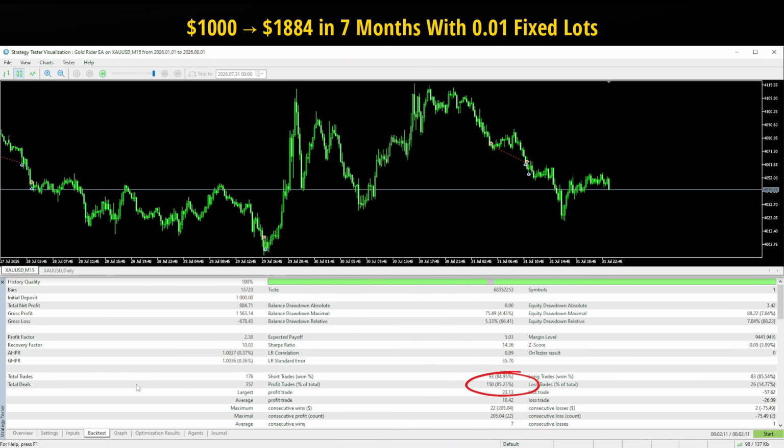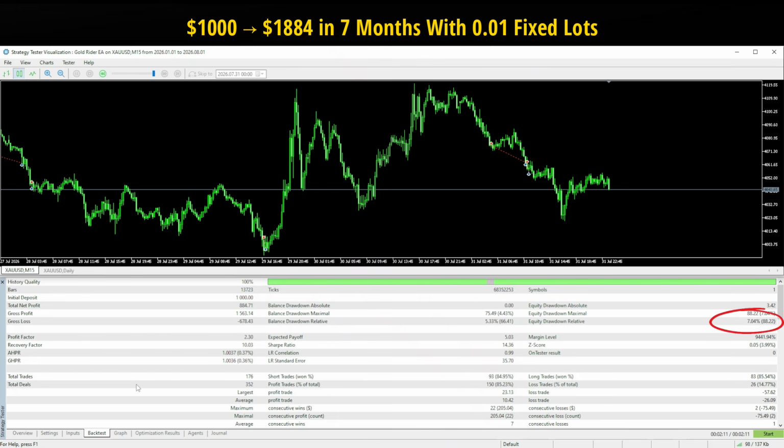Win rate, 85.23%. Out of 176 trades, 150 were winners. That's an 85% win rate, which is phenomenal, and it's consistent on both sides. 84.95% win rate on sells, 85.54% on buys.